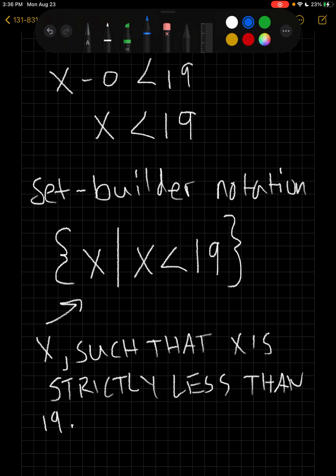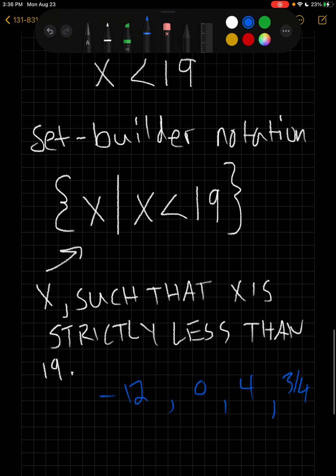So some examples, right? Answers that are in this set, numbers that belong to this set, are things like negative 12, because negative 12 is smaller than 19. Or you could have 0, or you could have 4, or you could have 3/4. All of these numbers are smaller than 19, so they belong to our set. So this is called set builder notation.